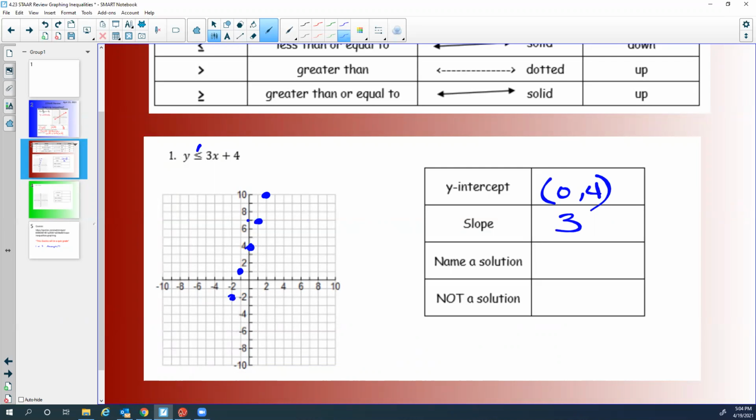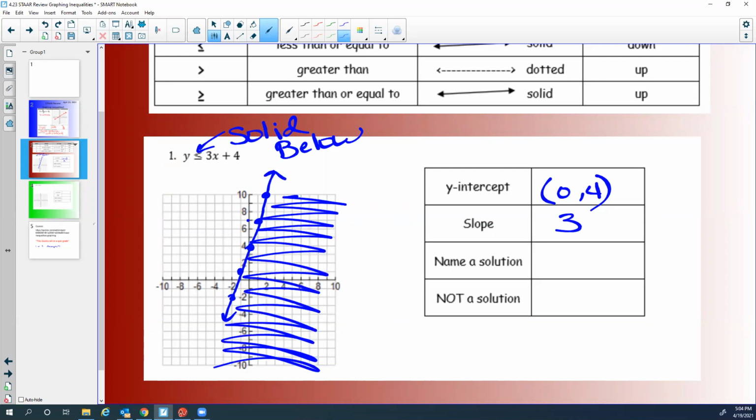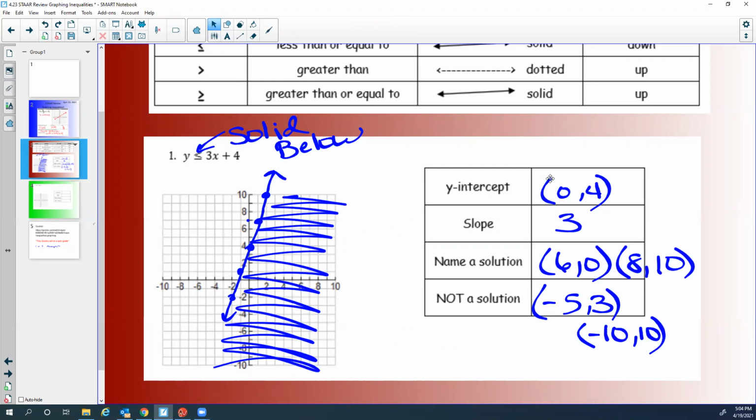Now, we said whenever we are less than or equal to, it is going to be a solid line. So I'm going to connect all these dots and make them solid. Whenever we are less than or equal to, we also want to shade below our line. So we want to shade on this half of the graph. Solutions possibly would be maybe (6, 0) or (8, 10). Non-solutions: (-5, 3), (-10, 10), just to name a couple.